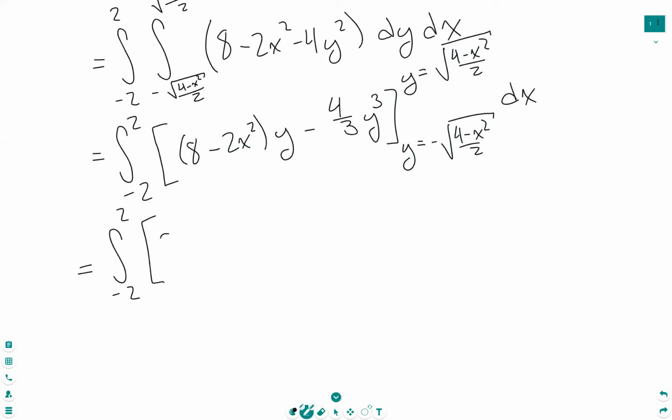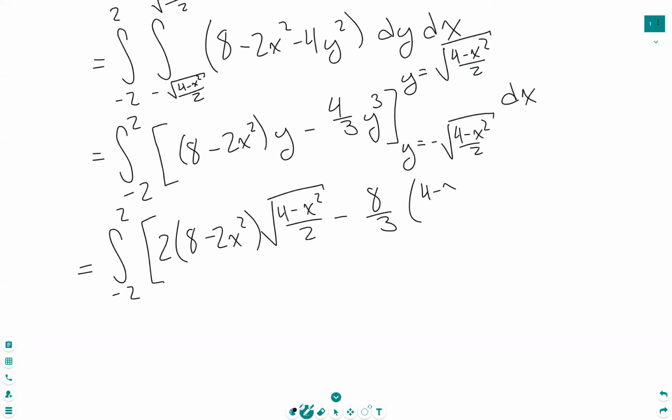So here we get an 8. I'm actually going to write it like this first. 2 times 8 minus 2x squared times the quantity of the square root of 4 minus x squared over 2, minus, and then we double up again. So we have 8 over 3 of the quantity 4 minus x squared over 2 to the 3/2 dx.